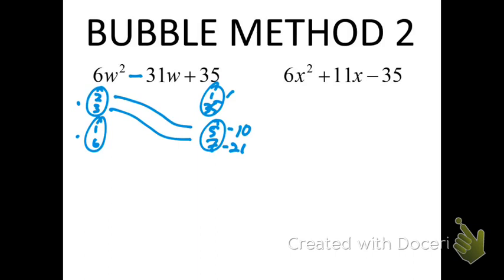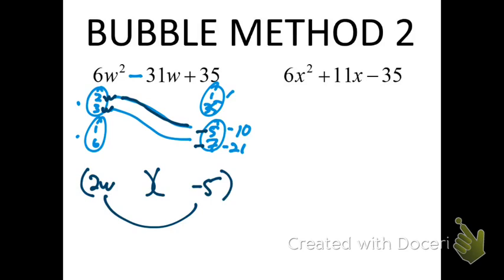So if those two are negative, I get my negative 31, which means I have to make each of these negative right there and there. Okay. So that means these are my W's. My 2W pairs up with the negative 5. And my 3W pairs up with the negative 7.